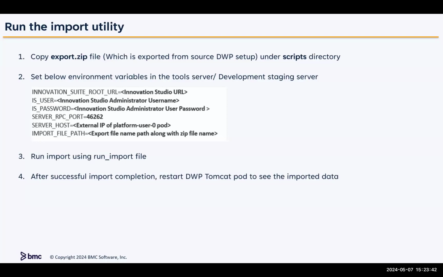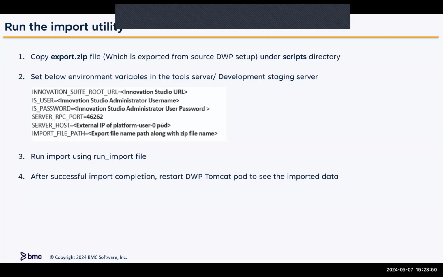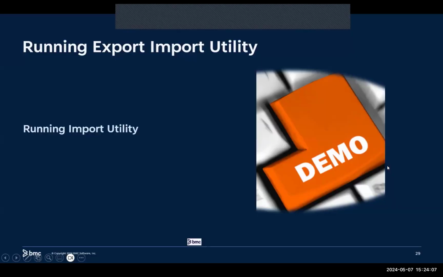And we need to set the below environment variables in the tool server or the development staging server according to your use case. These are the parameters that we need to set as environment variables. After setting, we are good to run the run import. Once import is completed, we need to restart the DWP Tomcat. So let's move on to the import demo now.